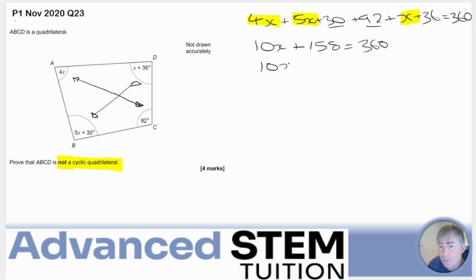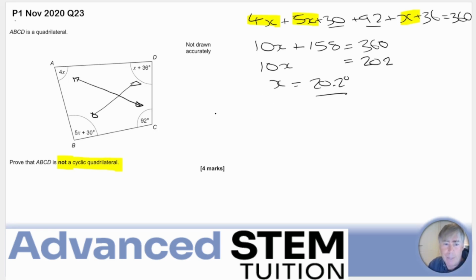So a bit of mental arithmetic here. We're going to subtract 158 from 360. So we're going to take 160 away, which is 200, and add 2, so it's 202 degrees. Okay, so we now know that x is equal to 20.2 degrees. A little bit awkward to work with.